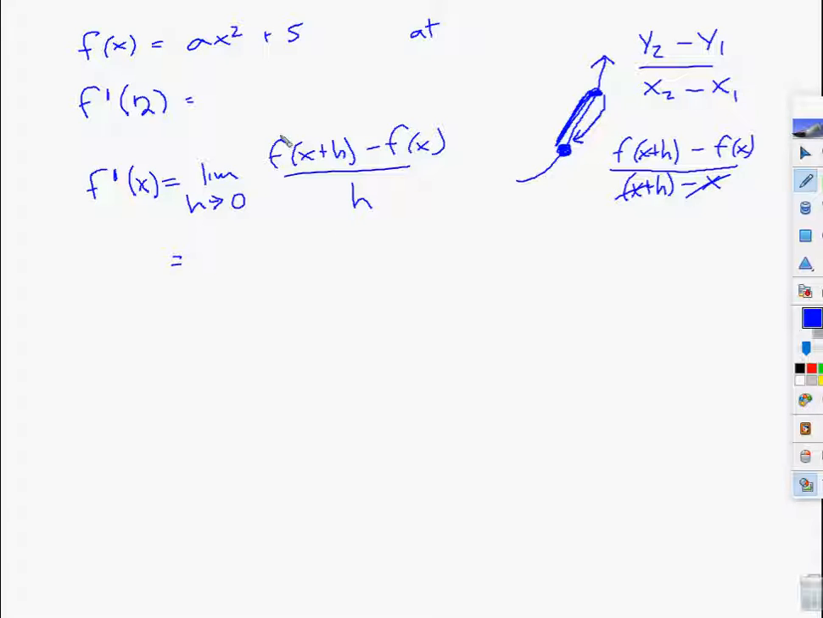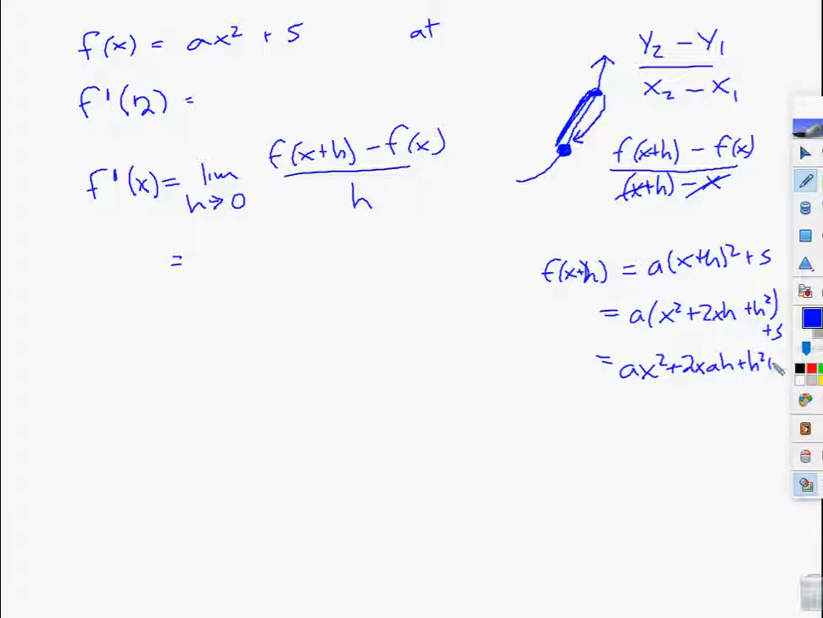All right, so here's our function. We have to put in this x plus h. So f of x plus h equals a times x plus h squared plus 5. And then I'm going to expand that. So I leave that a up there. I get x squared plus 2xh, I'm pretty sure, plus h squared. And then I have my plus 5. I can distribute that a. So I get ax squared plus 2xah plus h squared plus 5.